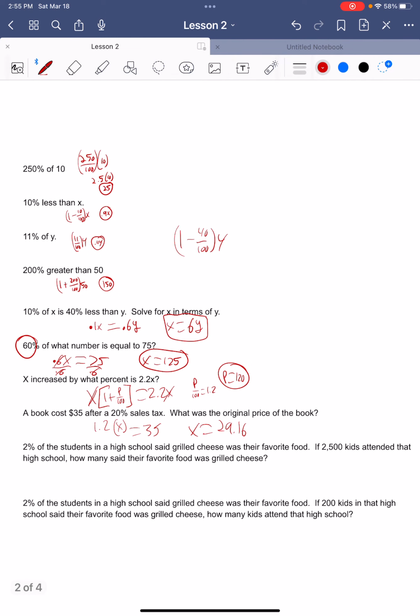2% of the students in a high school said grilled cheese was their favorite food. If 2,500 kids attended that high school, how many said their favorite food was grilled cheese? So this is just taking 2% of 2,500, because it's 2% of all the kids, which is 2,500, who said that grilled cheese was their favorite food.